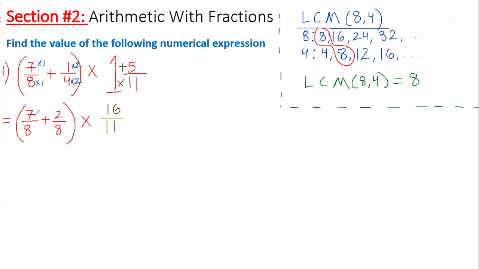Yes, we can. So we have 7 over 8 and we have 2 over 8. We have to add them, don't we? So we're going to say 7 plus 2, which gives us what? 9. It's going to be 9 over what? 8. 9 over 8. We just bring down the 16 over 11. So then multiply by what? 16 over 11. Right. 16 over 11.